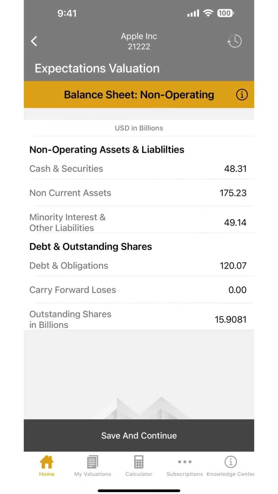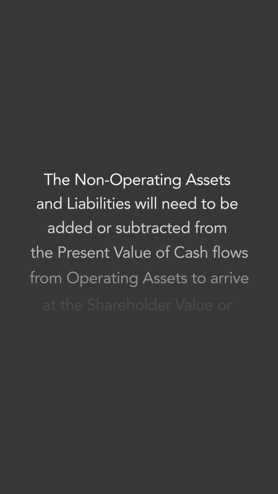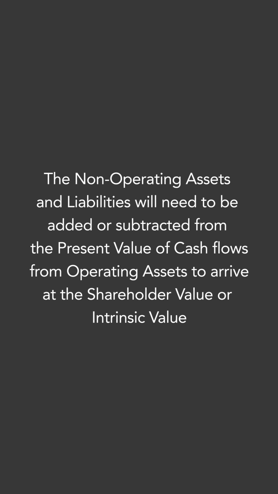Advancing to the balance sheet screen, non-operating assets and liabilities. The balance sheet non-operating screen essentially consists of non-operating items that do not contribute in generating operating cash flows. The non-operating assets and liabilities will need to be added or subtracted from the present value of cash flows from operating assets to arrive at the shareholder value or intrinsic value.